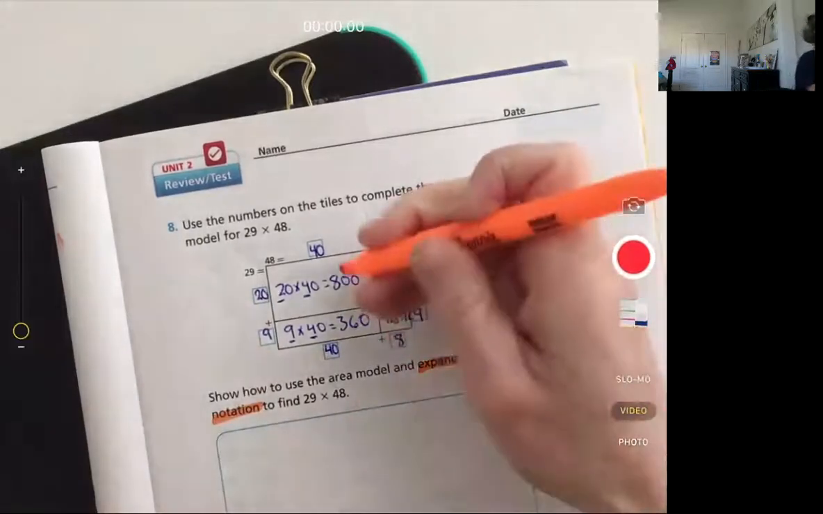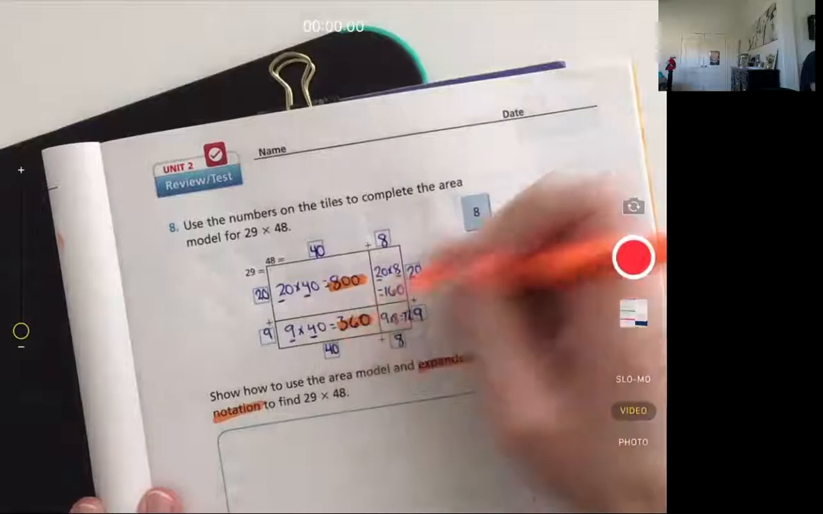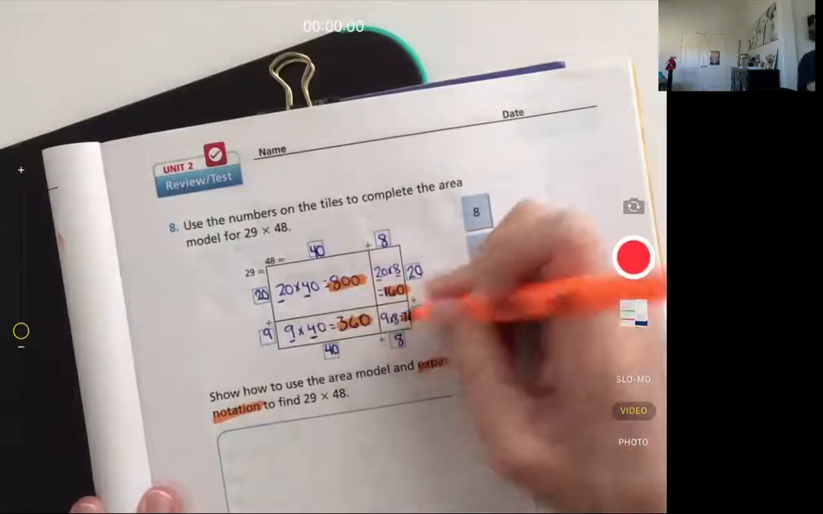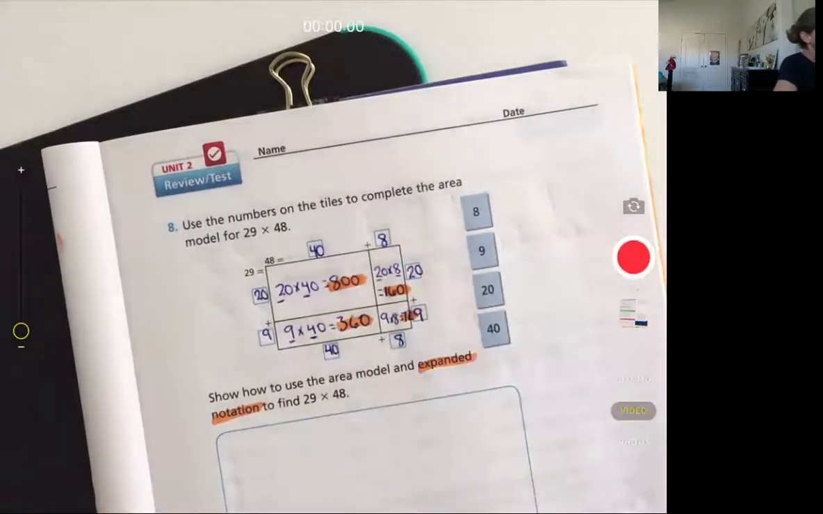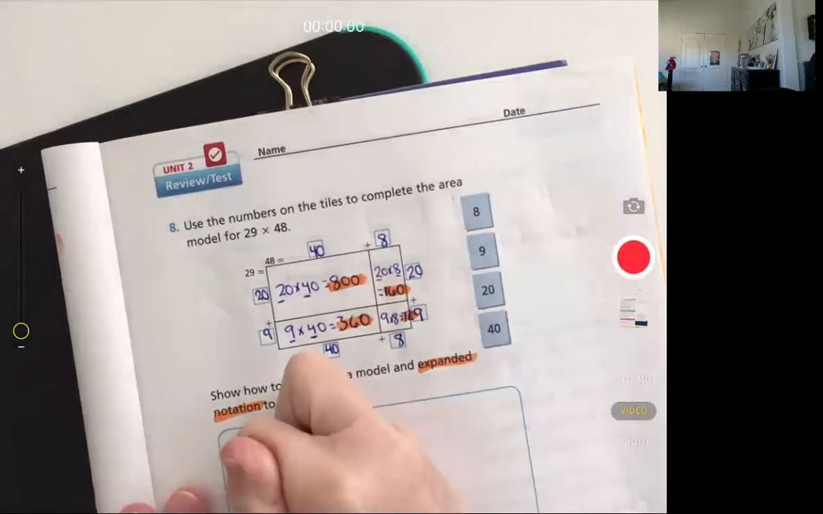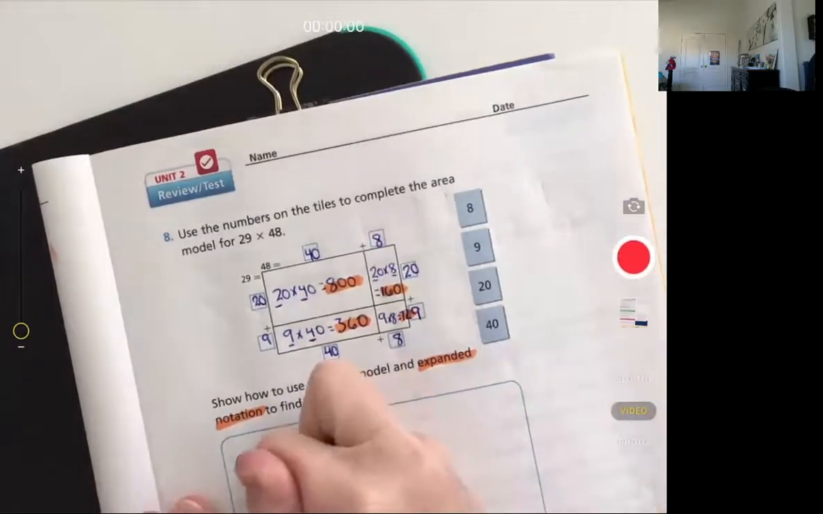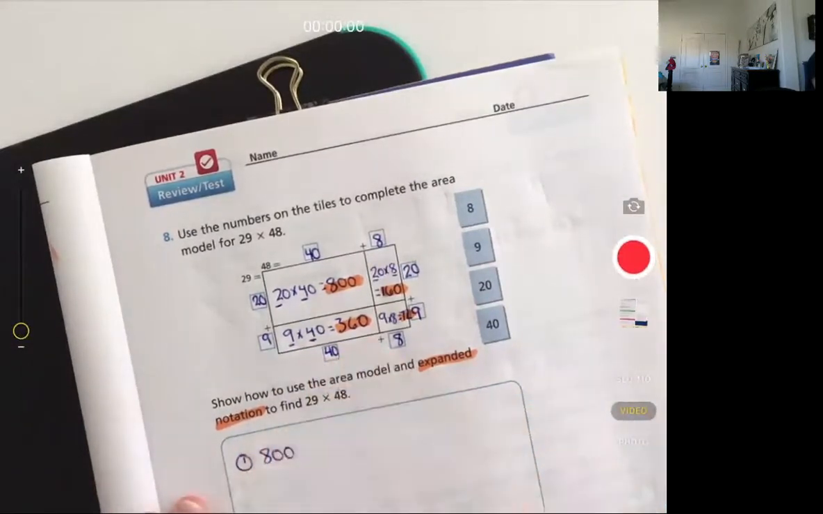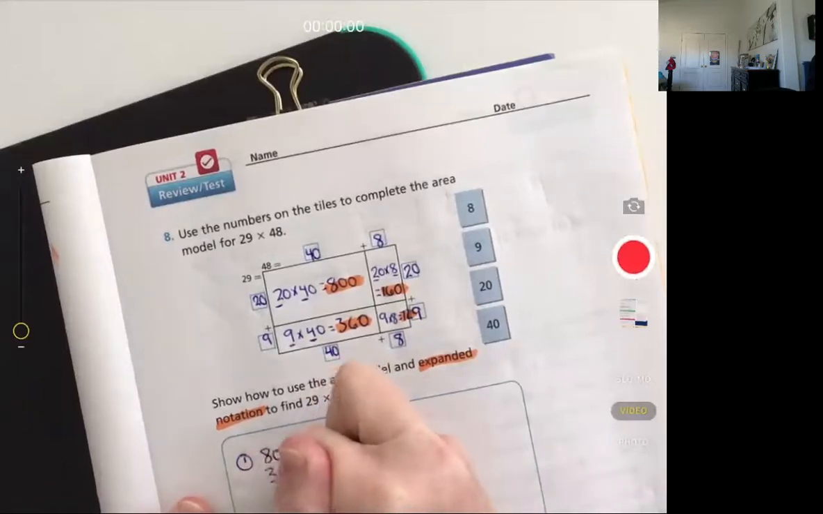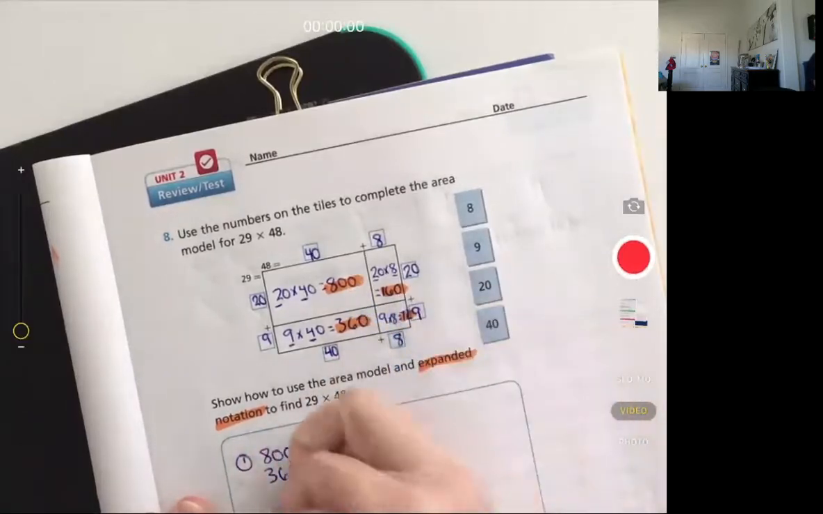I'm going to go back. I'm going to highlight my partial products. Okay. So this will be one way. I'm going to put my numbers and add them together. I'm just adding up my partial products now.